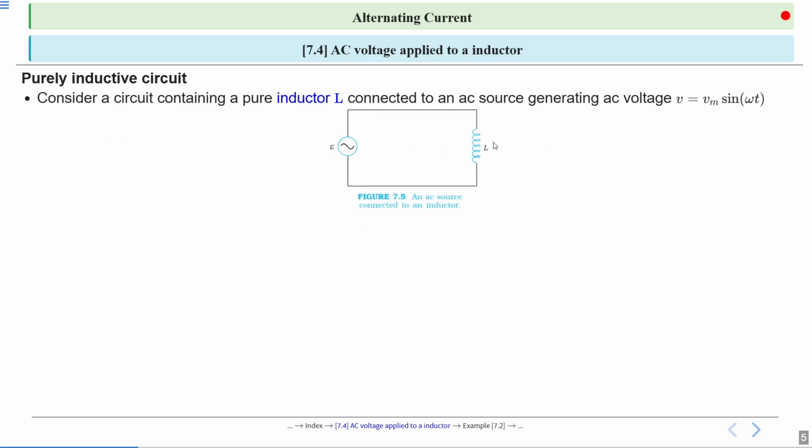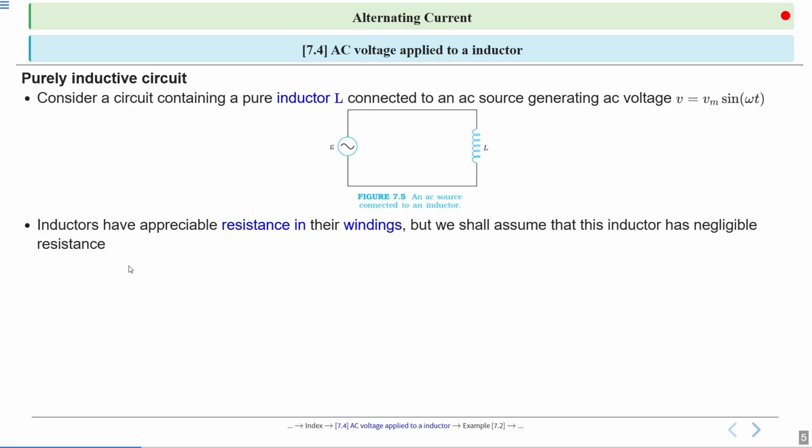This inductor is similar to a solenoid, a coil that is closely wound and having a number of turns. So this is an inductor having self inductance L, and this is the AC source connected to this inductor. Figure 7.5, an AC source connected to an inductor.